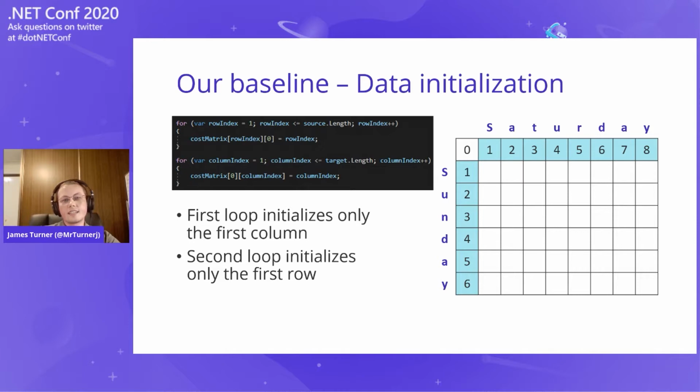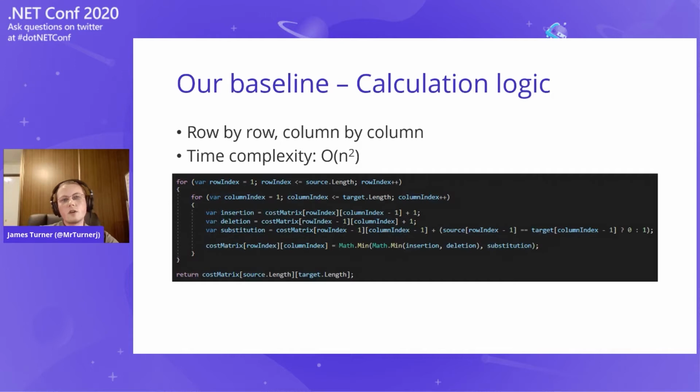Next is the data initialization. We need to set up the first row and the first column so we can calculate the data. The first loop handles the first column, while the second loop handles the first row. Finally, we have the main calculation logic. Going row by row, column by column, we are grabbing the individual insertion, deletion, and substitution costs, finding the minimum value and storing it in our matrix.